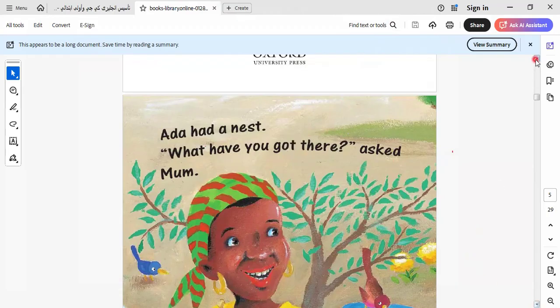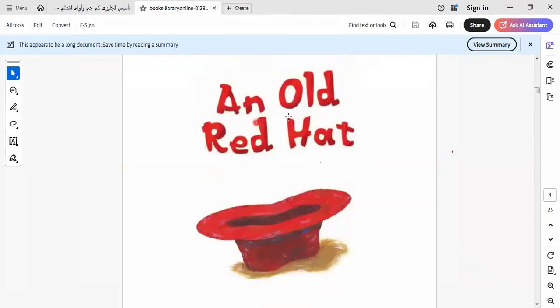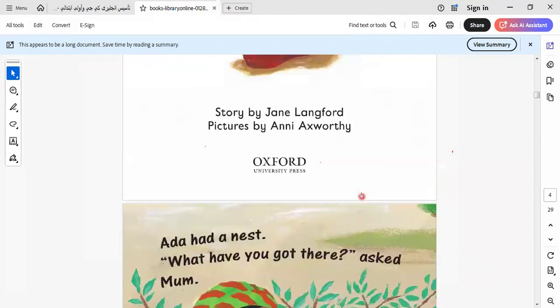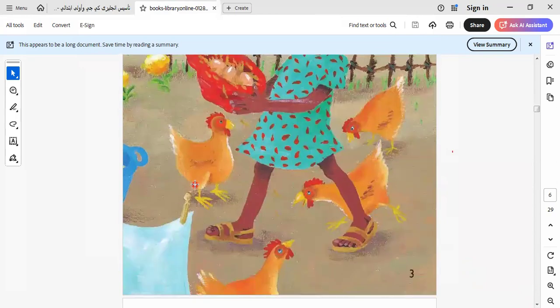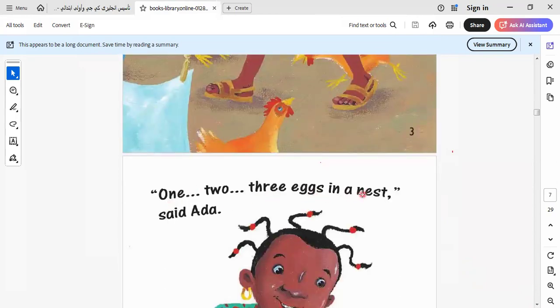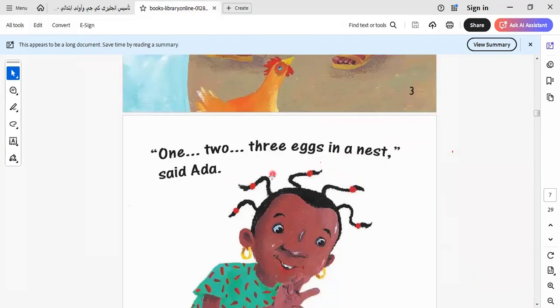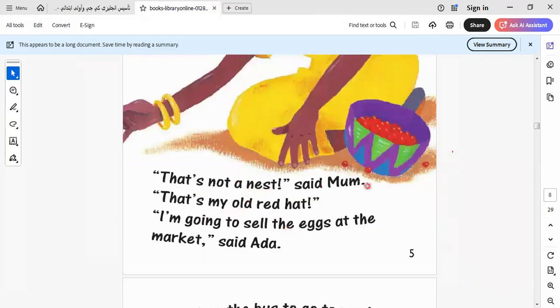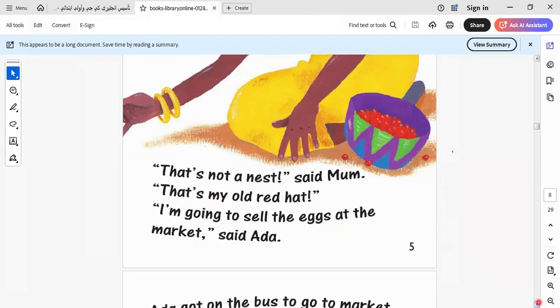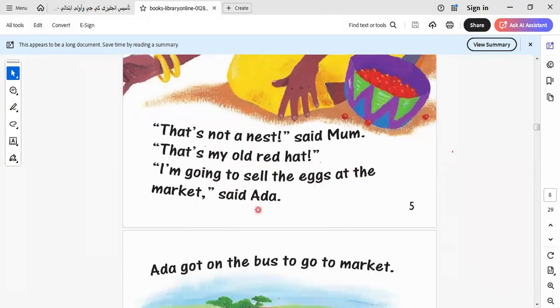What is the story about? Let's know the title of the story. It is An Old Red Hat. Let's read this story. Ada had a nest. What have you got there? Asked Mom. 1, 2, 3 eggs in a nest. So in the nest we have 3 eggs, said Ada. That is not a nest, said Mom. That is my old red hat. I'm going to sell the eggs. To sell the eggs means to go to the market and sell them. To sell the eggs at the market, said Ada.